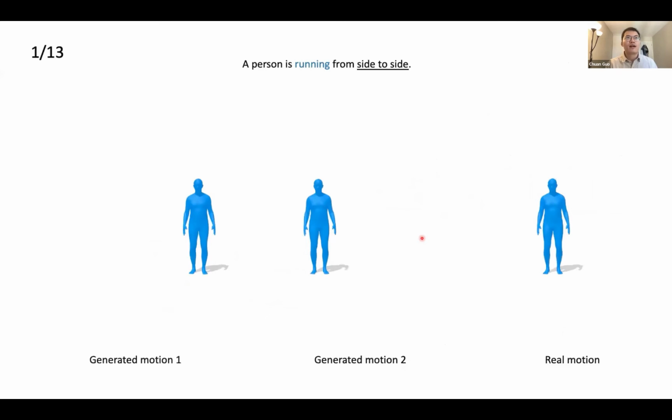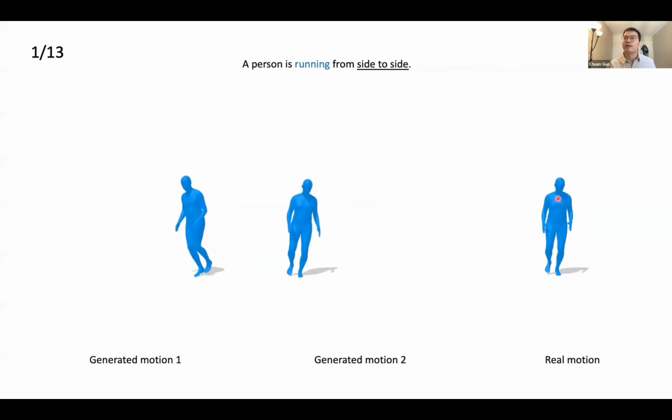Okay, so these are basically the data set and the approaches. And here I want to show you a bunch of results from our method. So this is a given textual description, like a person is running from side to side. And here we generate the results from our model. So these two are the generated results. And the right-hand one is the real motion, the ground truth motion for reference.